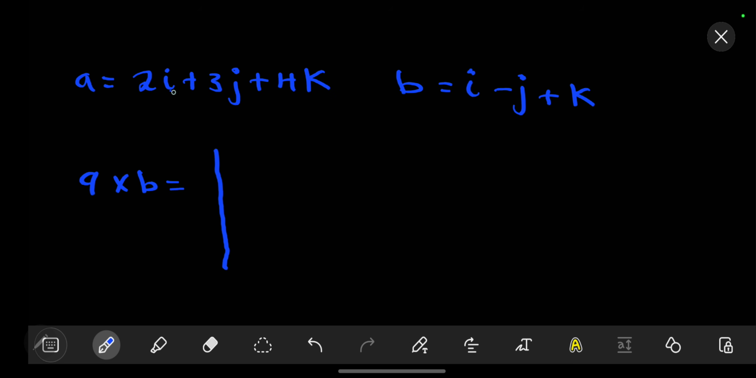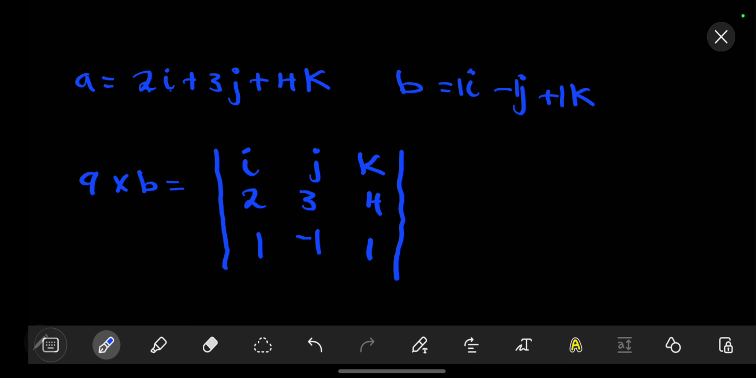What you're going to do is these letters I, J, and K, you will put them on top. So you will have your I, then your J here, then your K. Then get the coefficients. So here for I we have a 2, for J we have a 3, for K we have a 4. Then here we are going to have a 1, then the coefficient here is -1. So we put -1, then our K is 1, like that. So this is our vector. Now how do we cross them?